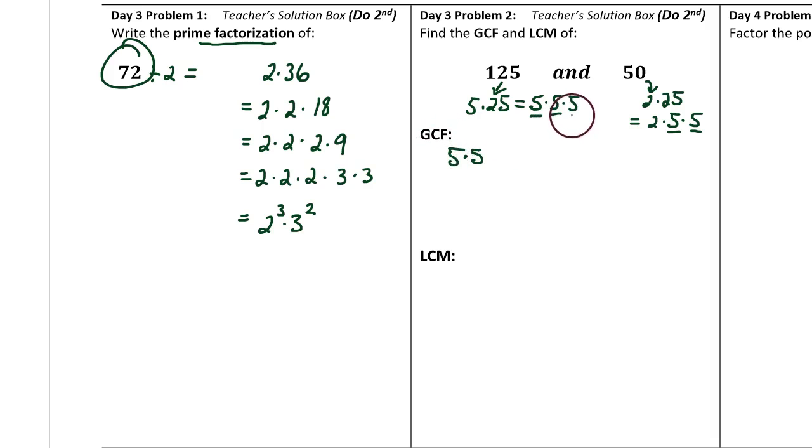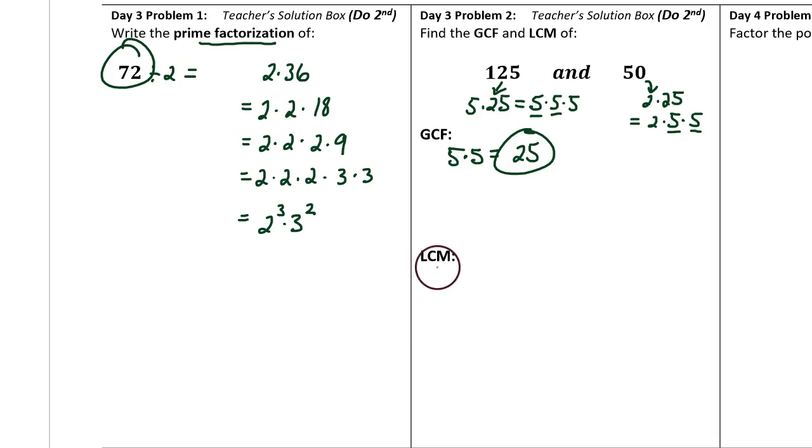This one has a third 5. Does 50 have a third 5? No, it doesn't. The common factors are a pair of 5s. 5 times 5 is the number 25. The greatest number that divides into 125 and into 50 is the number 25. That is called a GCF.